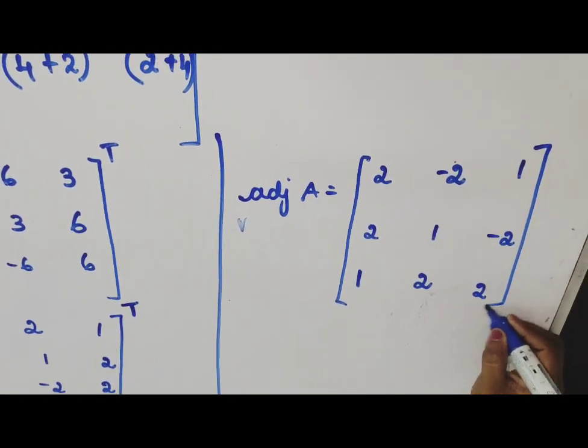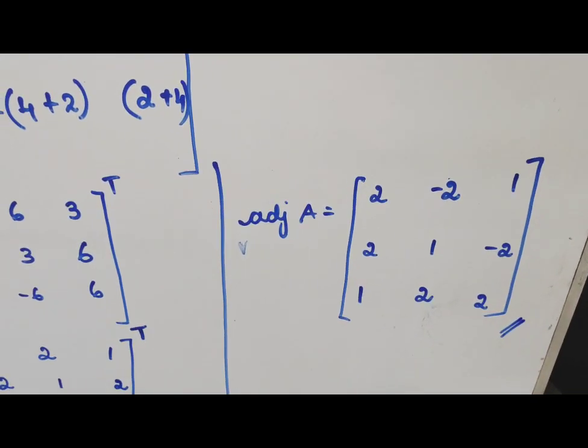This is the adjoint value for the given matrix.